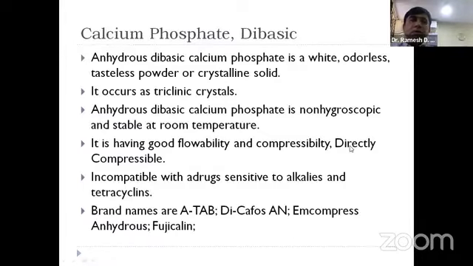You might have studied while studying the tetracyclines that they cannot be taken with milk because they form a complex, and that prevents the absorption of the tetracyclines. So, dibasic calcium phosphate also contains calcium. It cannot be formulated with alkali sensitive drugs and tetracyclines. The brand names of dibasic calcium phosphate are ATAB, Dicafos, M-compress, Anhydrous, Fujicalin, etc.